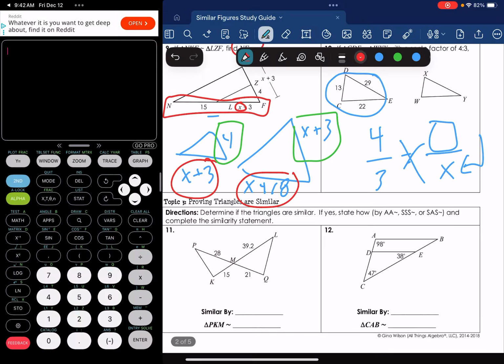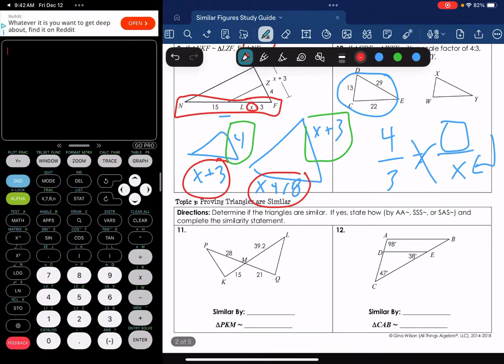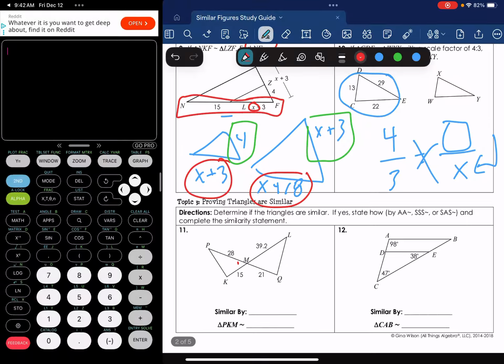Problem 11, here's where we transition into angle-angle similarity, side-side-side similarity, and side-angle-side similarity. If you have a problem like 11, I would do my vertical angles. And this looks like side angle side. But to check that, you have to check your proportions to see if they will reduce to give you the same amount.